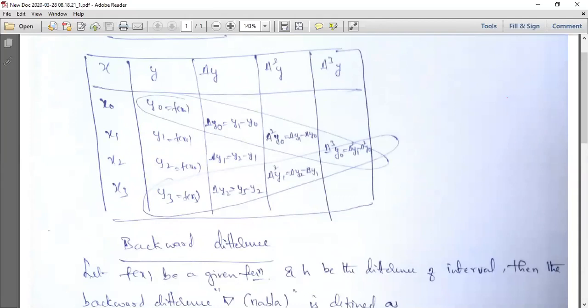So next, Sir, can you repeat backward difference, Sir? Backward difference, can you repeat?